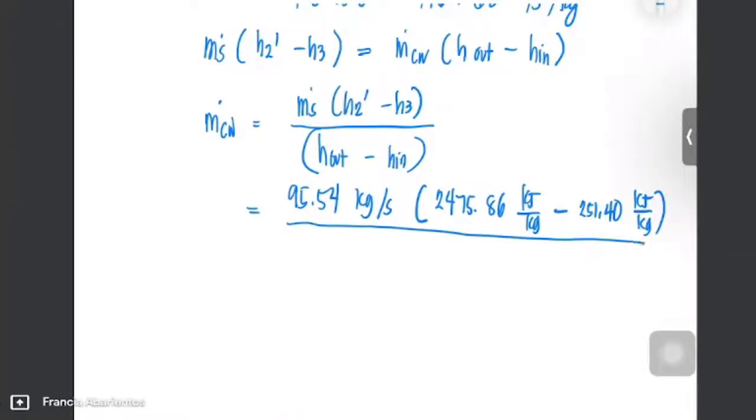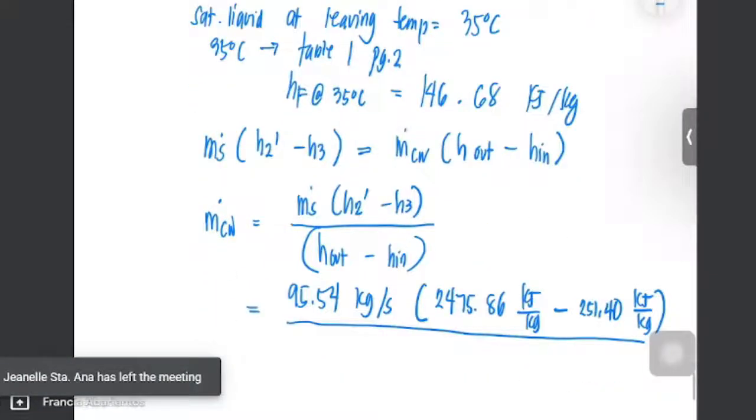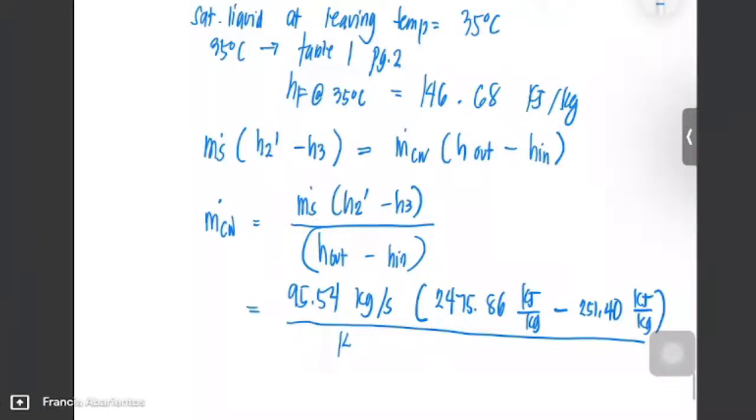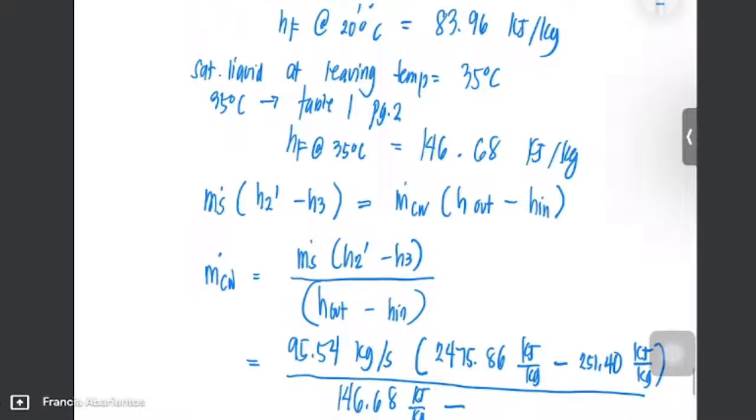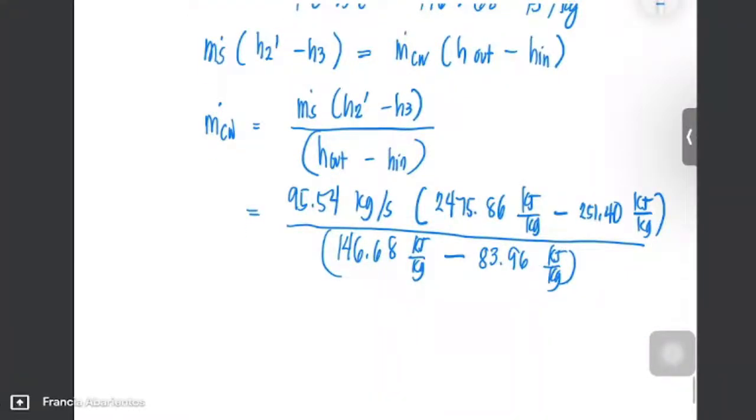Okay. H out. Ano yung out natin? 146. In is 83.96. We have now the mass of the cooling water. Yan. Bus na. 930. Okay. What is the mass of the cooling water? Yan. Bilisan ko kasi may next subject para makapahinga.